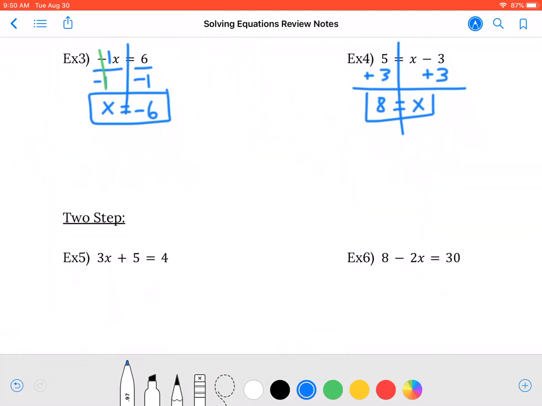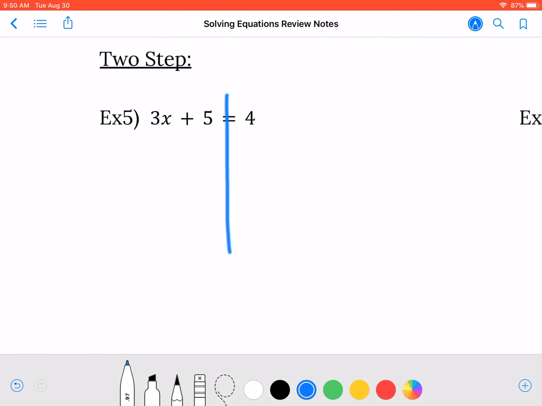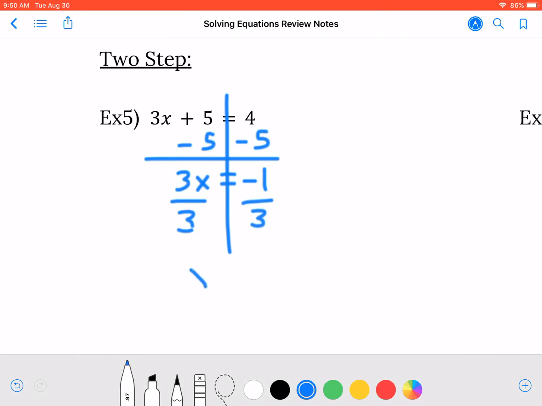Okay, now we go into 2 steps. So here, you got to look at what's happening to the x and undo it in the opposite order. So the x is being multiplied by 3, and then it has a 5 added on. So to undo that, I'm going to subtract 5. And then I'm going to divide by 3. And I'm going to leave this in a fraction.